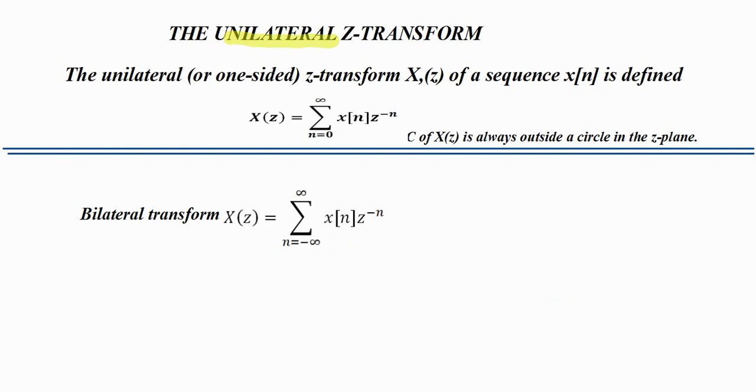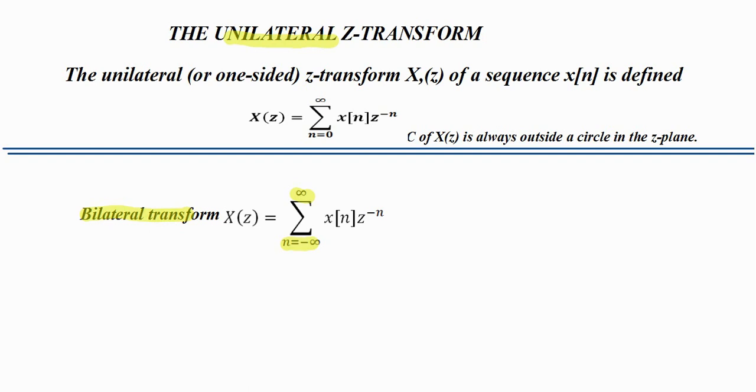The bilateral transform means we evaluate from n equal to minus infinity to infinity, x of n times z raised to minus n. That's the general equation, and this equation is specifically known as the bilateral Z transform. Now we will discuss the unilateral Z transform.